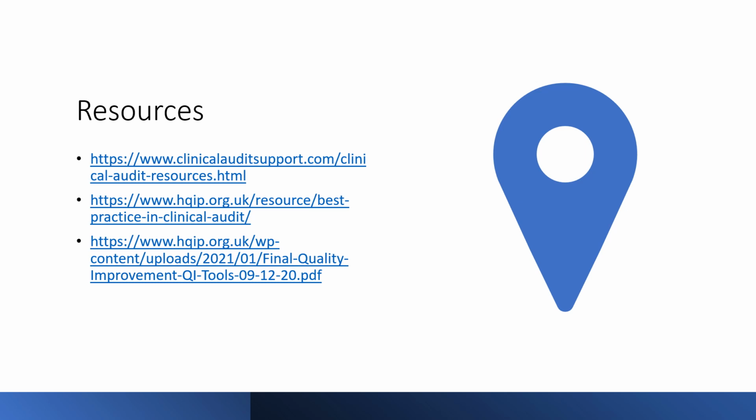So I've put together a few resources to help you get started. HQIP is the Healthcare Quality Improvement Partnership, and they're normally in charge of national audits and projects that happen, and so they've put together some good resources to get you started. And there's also the Clinical Audit Support website as well. But on top of that, the trust that you're working at will have a clinical audit team or a quality improvement team, and they often will have the know-how of how to get things done within your organisation. So they're often a really good place to start as well.